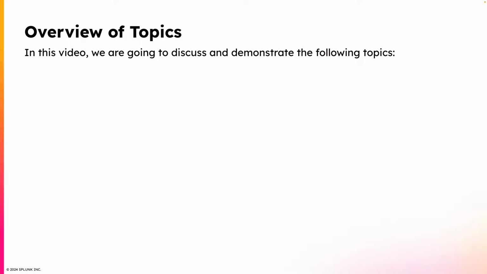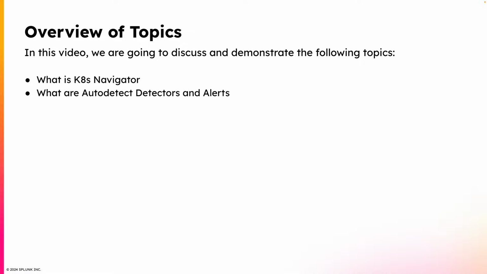We're going to discuss and demonstrate the following topics. If at any point you'd like to skip to a particular topic, you can use the chapter markers that we've included in the video description below. What is K8s Navigator? And what are Autodetect Detectors and Alerts?